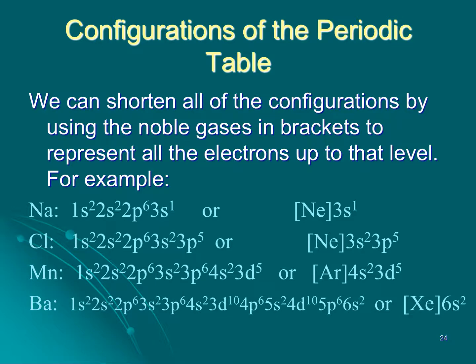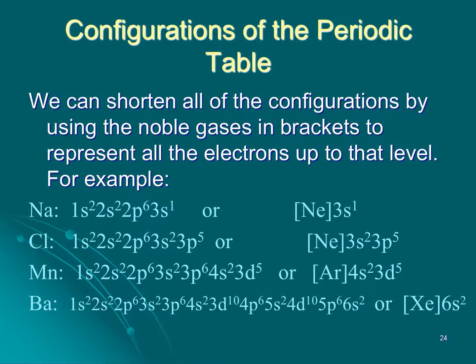And so what we can do is actually shorten all the configurations by using these noble gases in brackets to represent that level. So you can say, well, everything's in that element up to this noble gas, and then here's what's extra. So sodium, you can see, instead of writing 1s2, 2s2, 2p6, 3s2, we can say, well, it has everything neon has, and then it also has a 3s1. Chlorine has also everything neon has, but it also has a 3s2, 3p5.